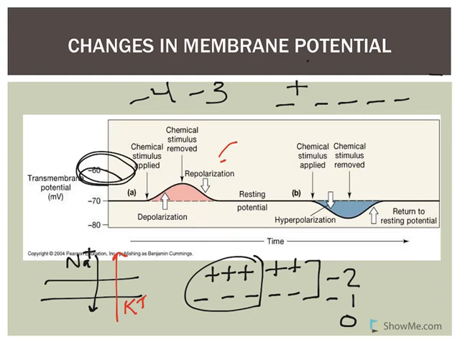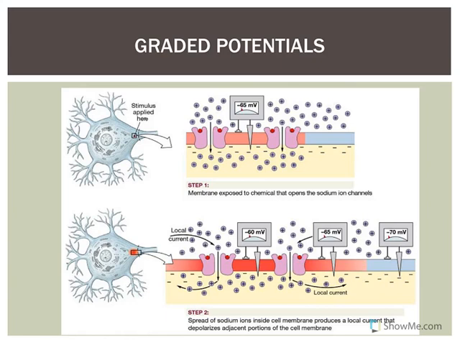So in the next recording, we're going to look at action potentials. But before we do that, one last thing I want to emphasize is that graded potentials do not travel that far from the point of stimulus. They're going to peter out. They don't intensify, and they just don't travel along the axon. So action potentials do, but graded potentials do not.